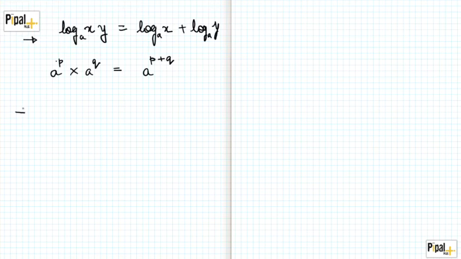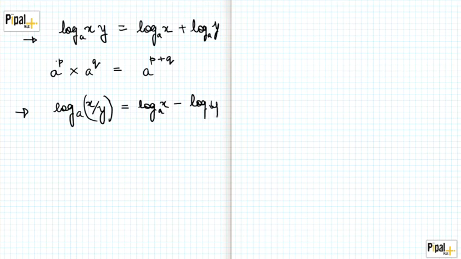Then if I am dividing, so if I have x divided by y and I'm taking the log of this division, then this is going to be equal to log of x, same base a, minus log of y, to the same base a. So this is one divided by the other, their powers subtract. So that's exactly the property which is being used here.